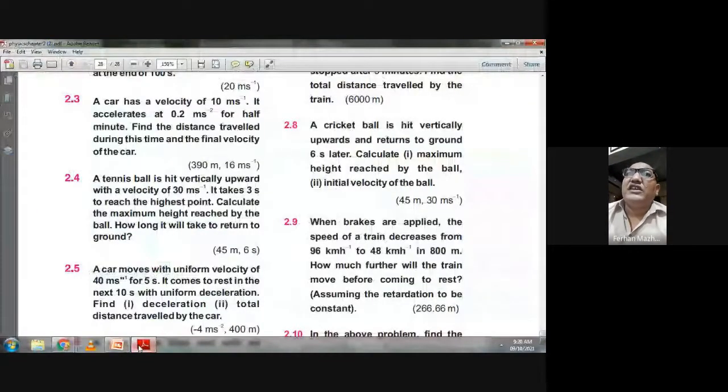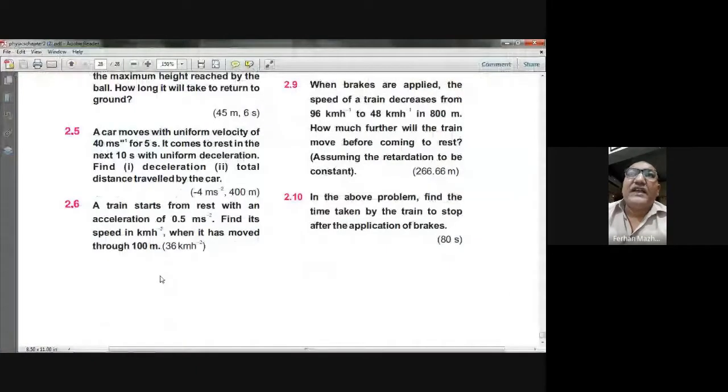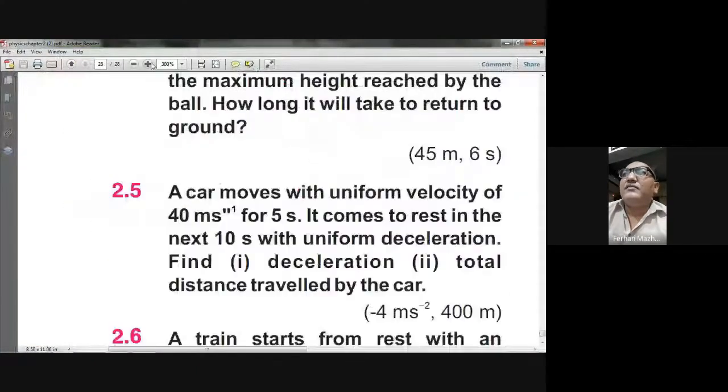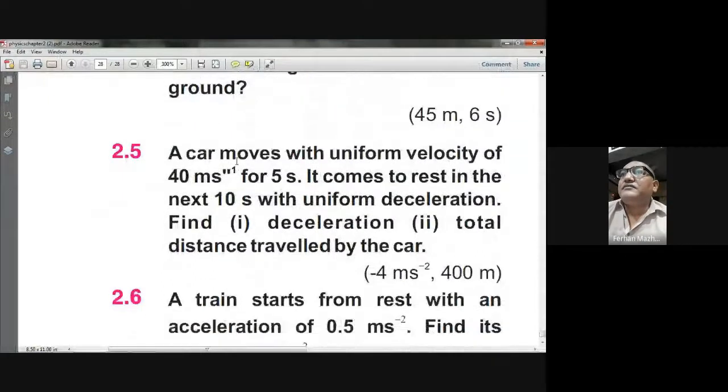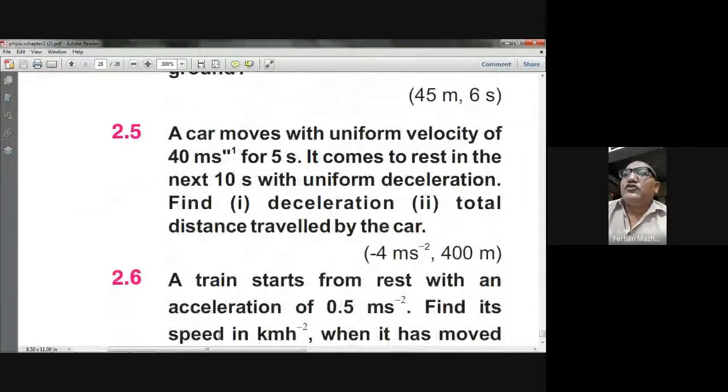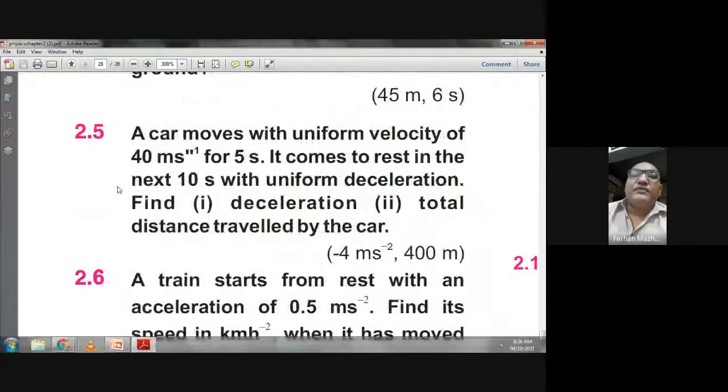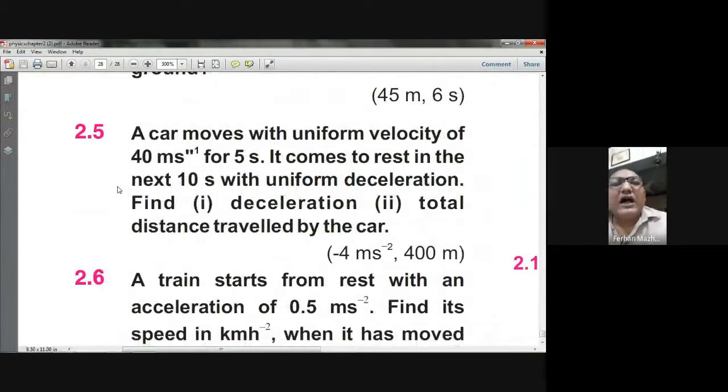The next question is question number 2.5. Increase the size so you can see. So question number 2.5 is showing up on your screen. A car moves with uniform velocity of 40 meters per second for 5 seconds. It comes to rest in the next 10 seconds with uniform deceleration. Find deceleration. And the second question they are asking is the total distance traveled by the car.